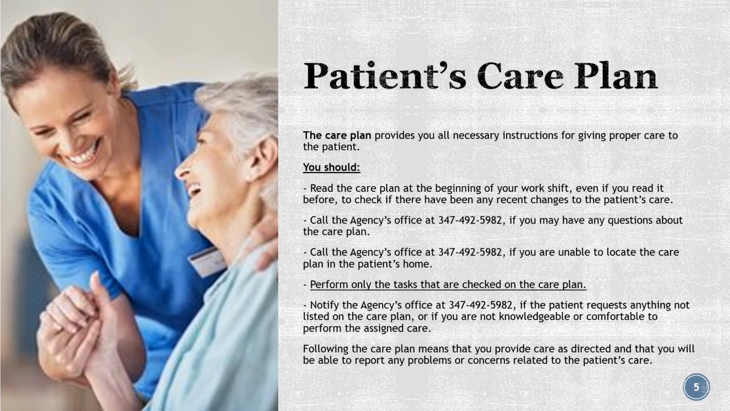The care plan provides you all necessary instructions for giving proper care to the patient. You should read the care plan at the beginning of your work shift, even if you read it before, to check if there have been any recent changes to the patient's care. Call the agency's office at 347-492-5982 if you may have any questions about the care plan.